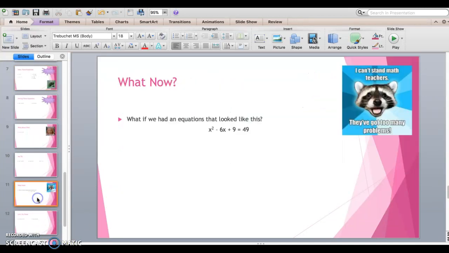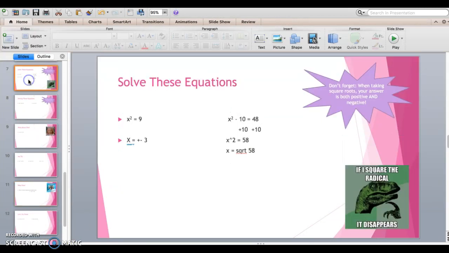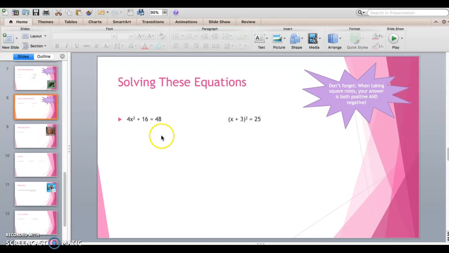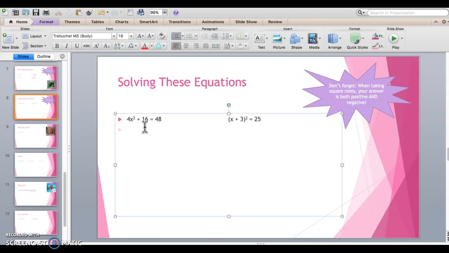All right. We looked at a few other examples like this. We said we had to minus 16, and then we had to divide by 4 before we took the square root on both sides. And then one like this, we said, okay, when we have something like this, we've got this thing inside parentheses that's getting squared.